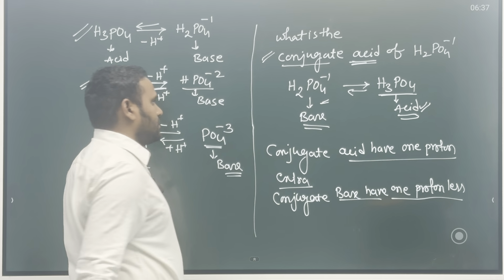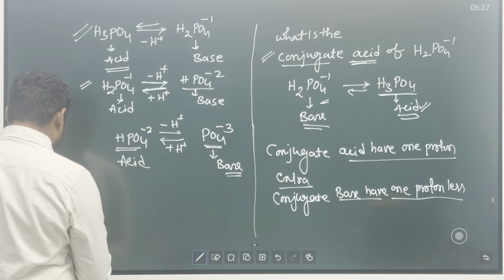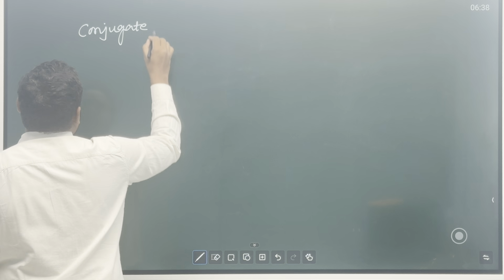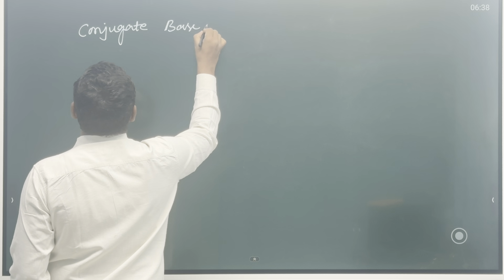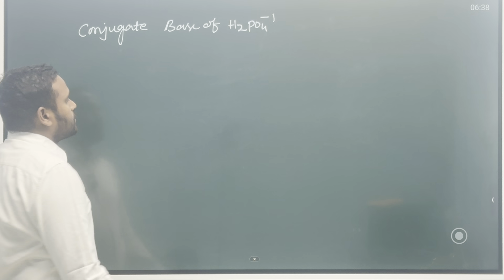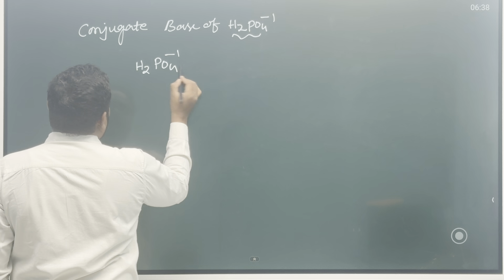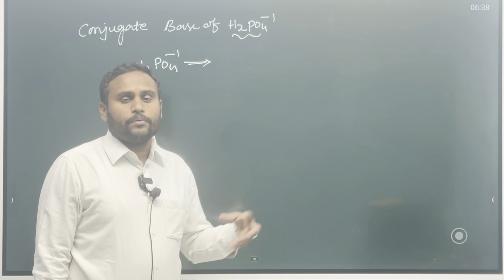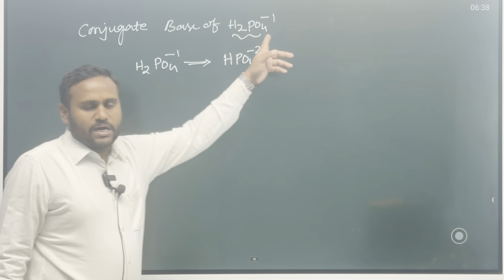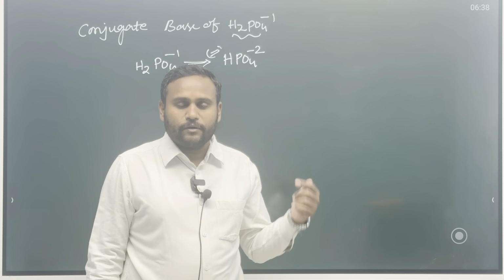So for the same question, if I ask what is the conjugate base of H2PO4 minus 1, now our H2PO4 minus 1 acts as acid, and they are asking for the base. The base must have one proton less, simply HPO4 minus 2. Here we are removing one H plus, so the charge also we should increase. So simply remember, conjugate acid has one proton extra, conjugate base has one proton less.